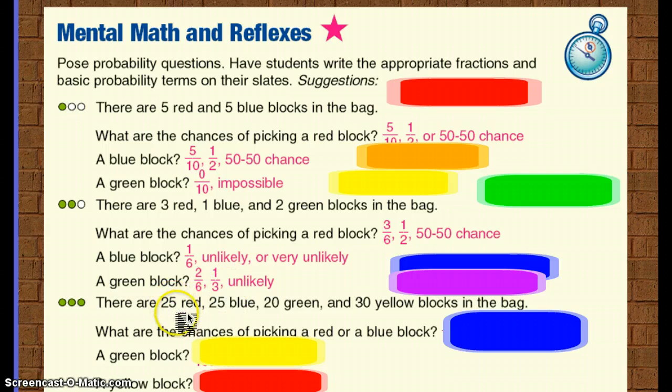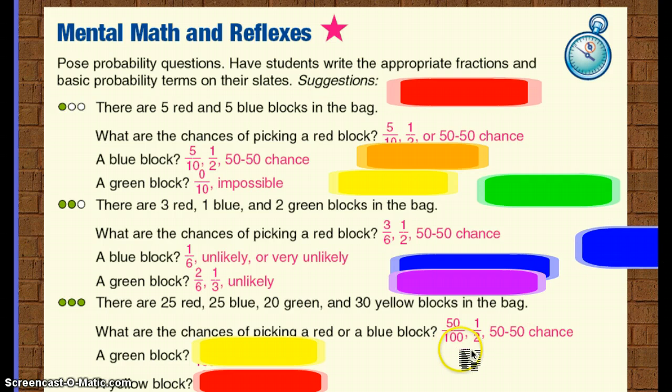And the final one. There are 25 red, 25 blue, 20 green, and 30 yellow blocks in the bag. So what are the chances of picking a red or a blue block? So I have to add the red, 25, with the blue, 25, for a total of 50. That's my numerator, but there's also 20 green and 30 yellow. So 50 plus 20 is 70, plus 30 is 100. So my chances of picking a red or a blue is 50 out of 100, or half, because 50 is half of 100, or a 50-50 chance.